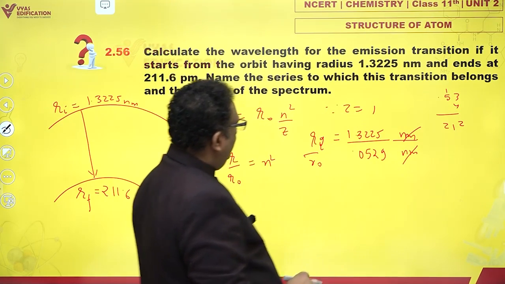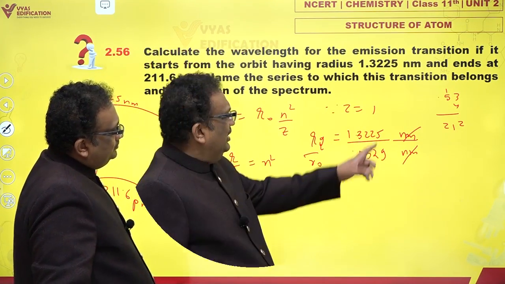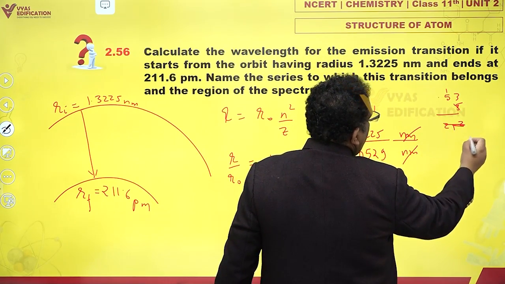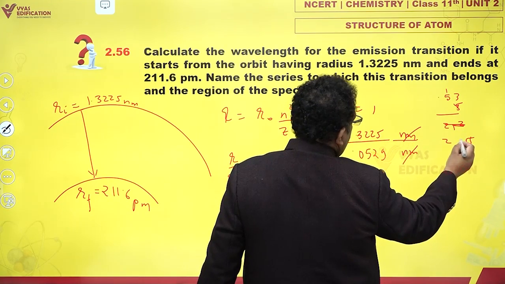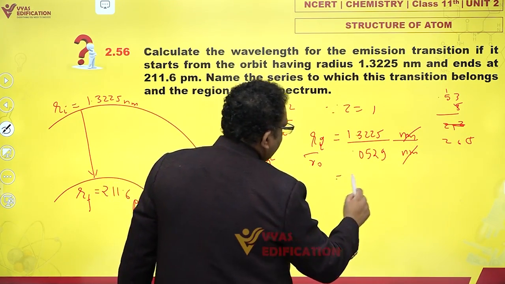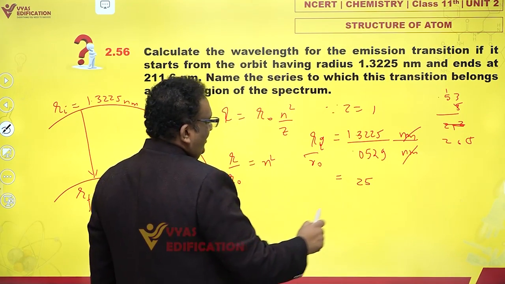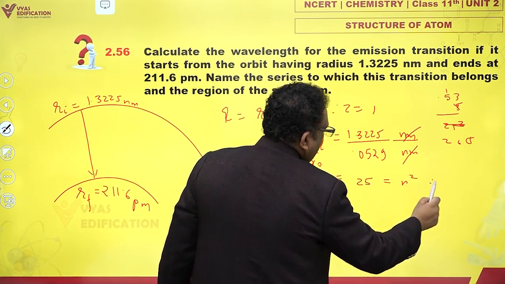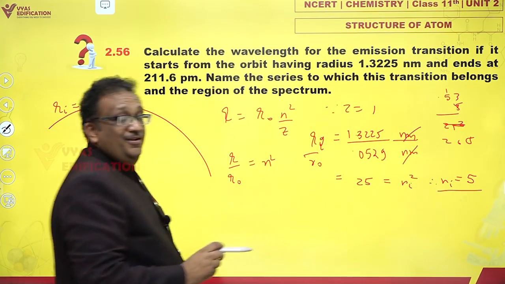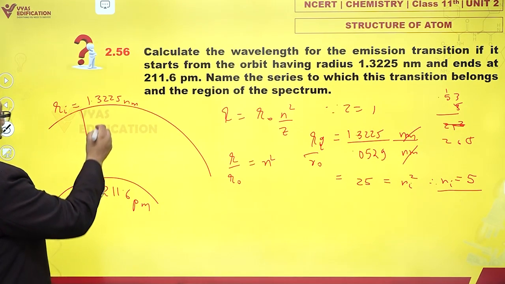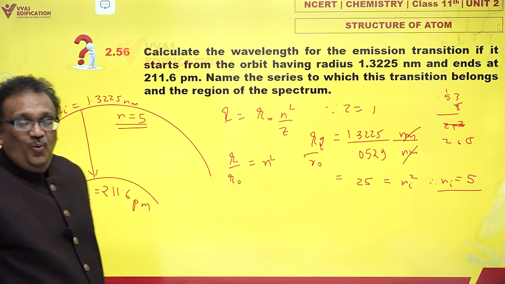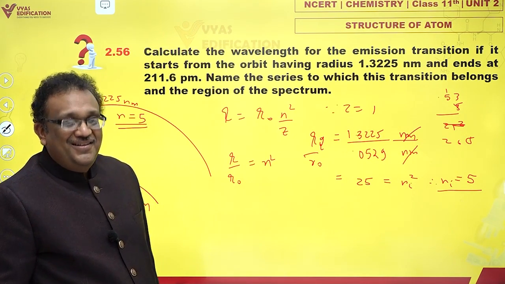That 4 doesn't look like a good number. Let's try 5. 5 threes are 15, 5 twos are 10, so this looks like 25, which is also equal to n square. And n initial is root 25, which is 5. This gives me that the electron was initially present in n is equal to 5. That's convenient.